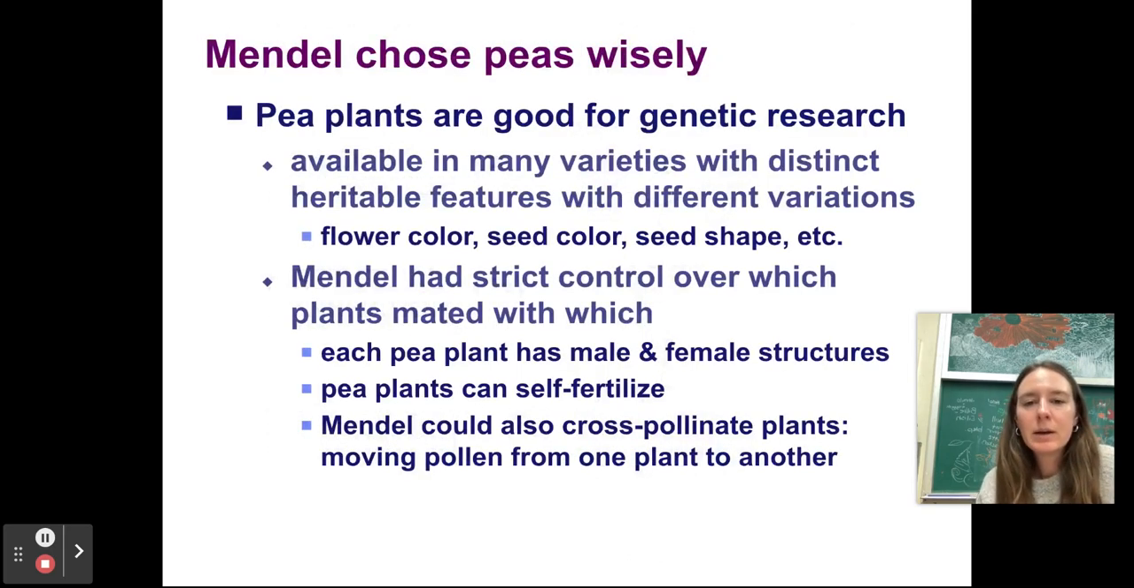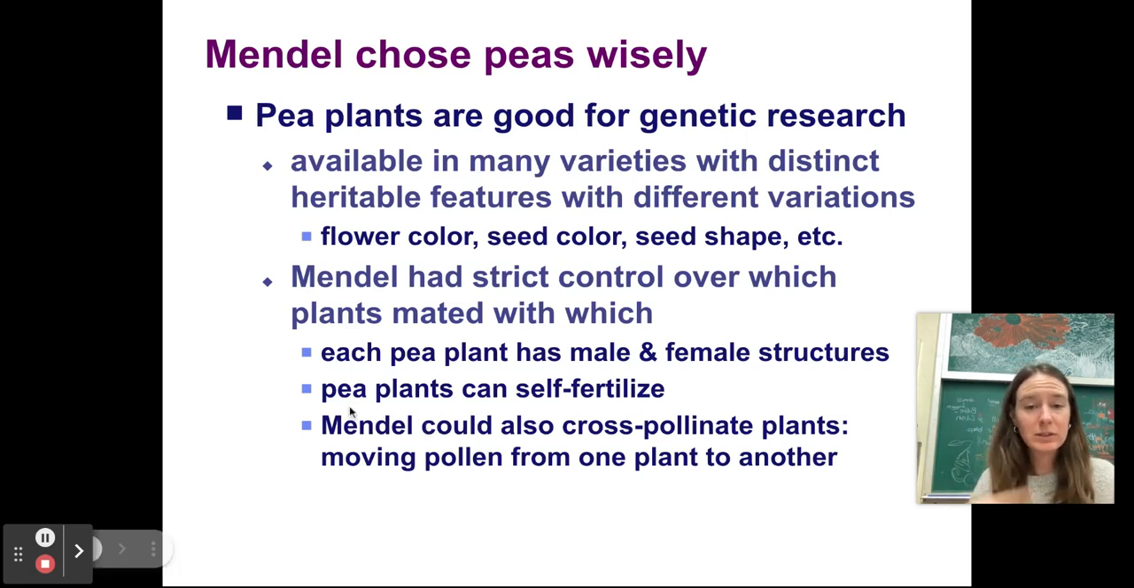Okay, why did Mendel choose peas? Just really quick. Peas are good for research. There are many different varieties, so there are totally different traits like shape of the seeds, color of the seeds, flower color. There are different things you can study. He also had strict control. Each pea plant has strict male and female structures, like I showed you in the last video. And so it's really easy for Mendel to take pollen from one flower and put it on another flower. It's really easy to get plants to cross-pollinate.